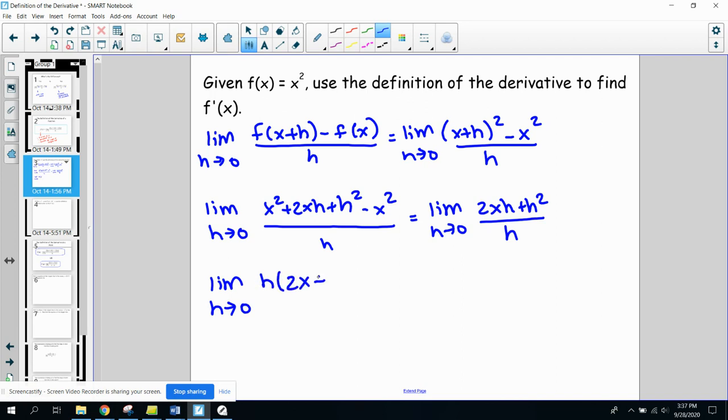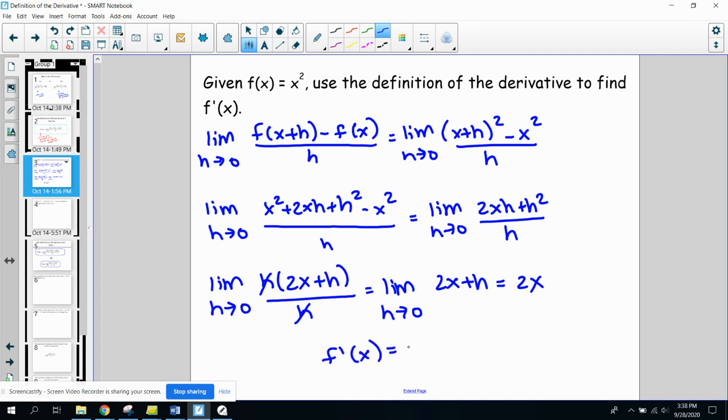So I have 2x plus h over h. These h's are going to cancel each other out. So I have the limit as h approaches 0 of 2x plus h. So now I plug in my 0 for h, and I end up getting 2x. So that is what f prime of x is. So f prime of x is equal to 2x. It's what we get after we use our algebra, simplify stuff, and plug in the 0.